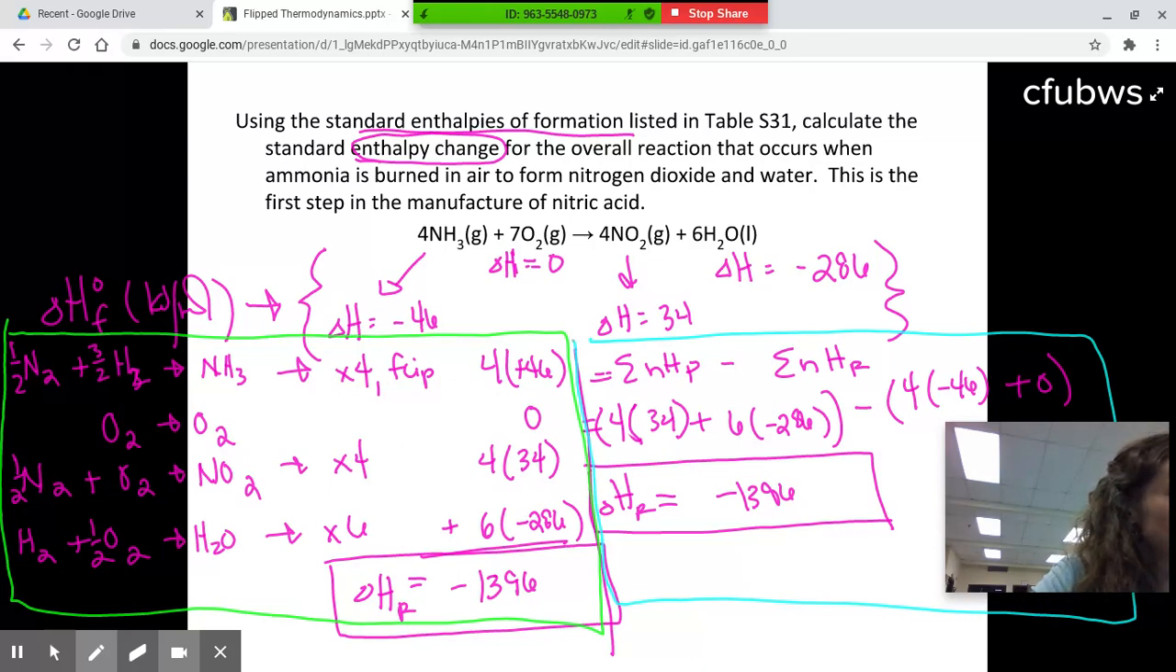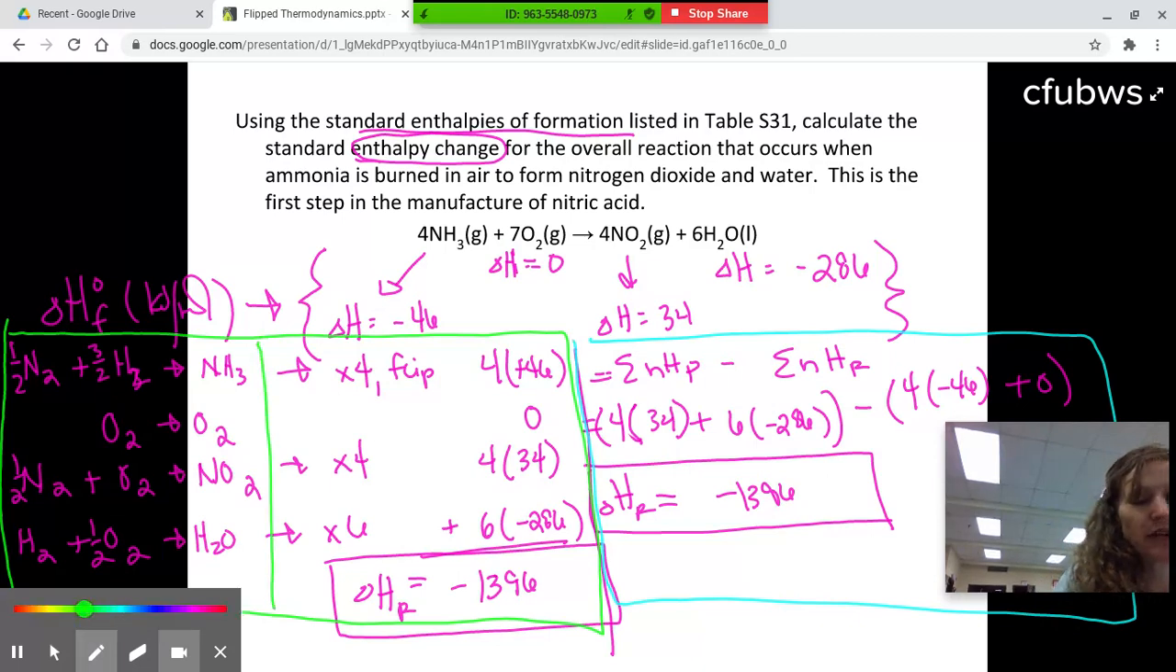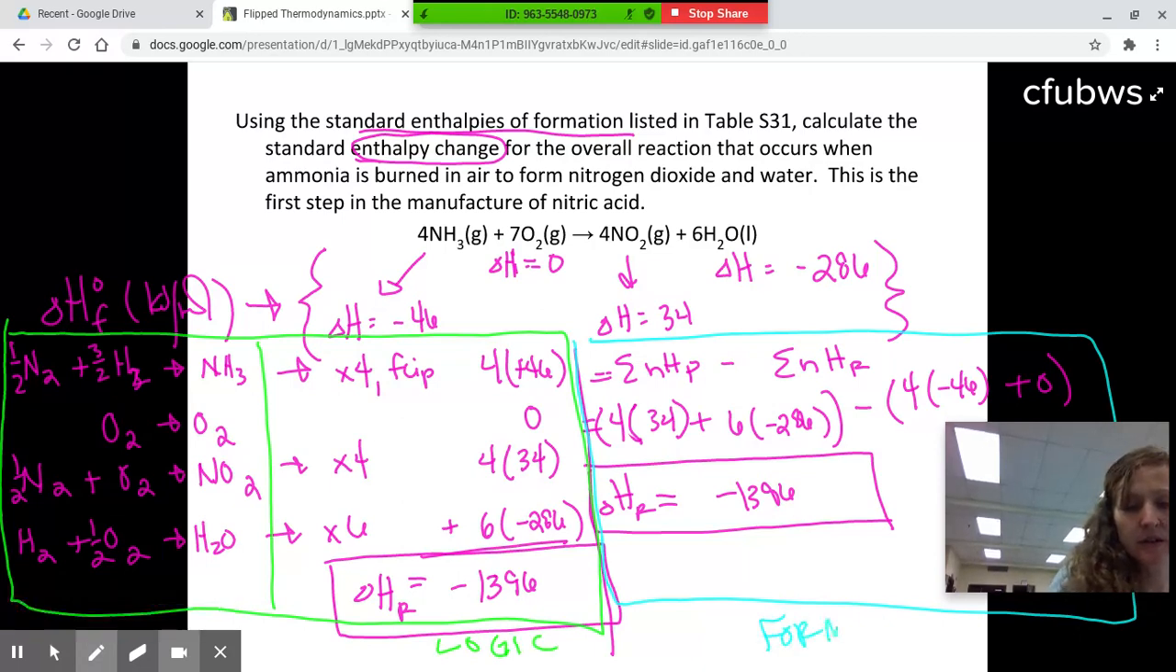So I just did the same thing twice. One was kind of like showing you what the formation reactions were, and then this is like not using the formula. And this side is using the formula. I did not write out the whole flipping of the reactions though.